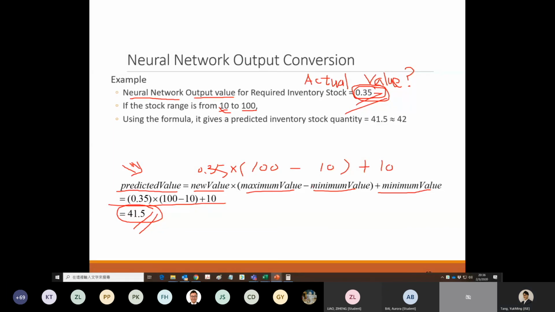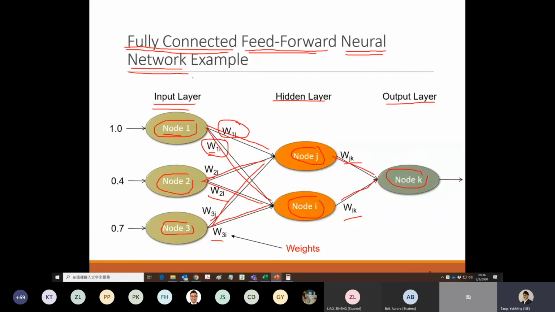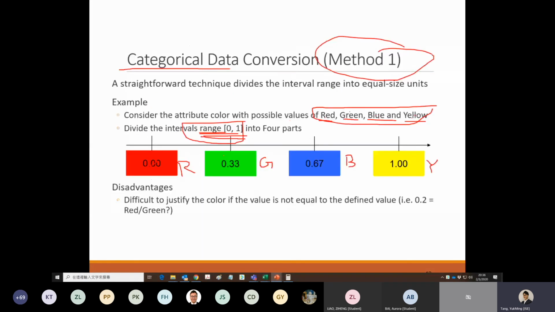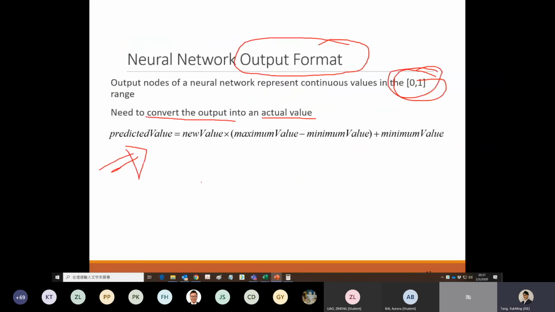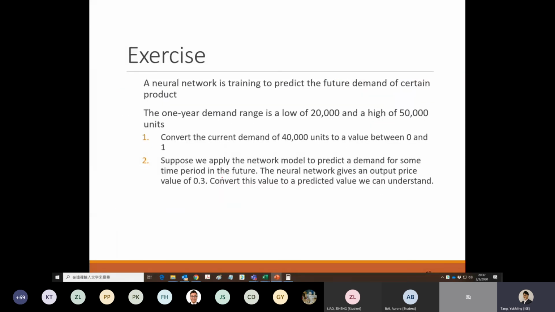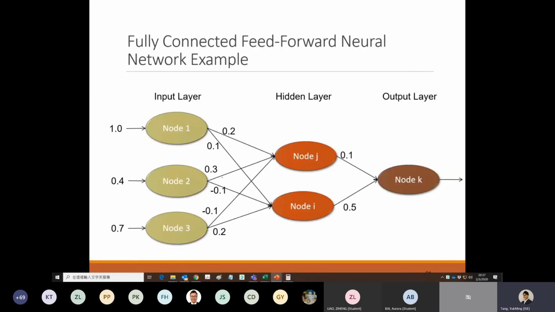Okay. That means in the neural network, remember, input must be between 0 to 1. And also the output must be between 0 to 1. And then you need to use this equation and this equation to convert to the actual value. Okay. So actually we have an exercise, but we don't have enough time, so we are not going to talk about this.